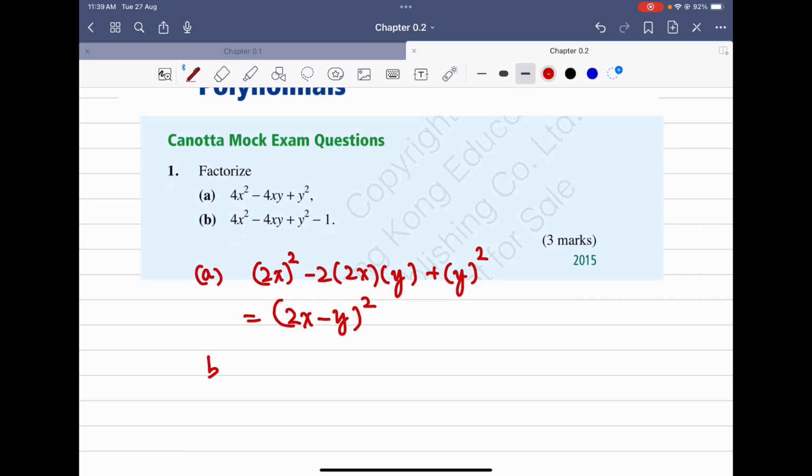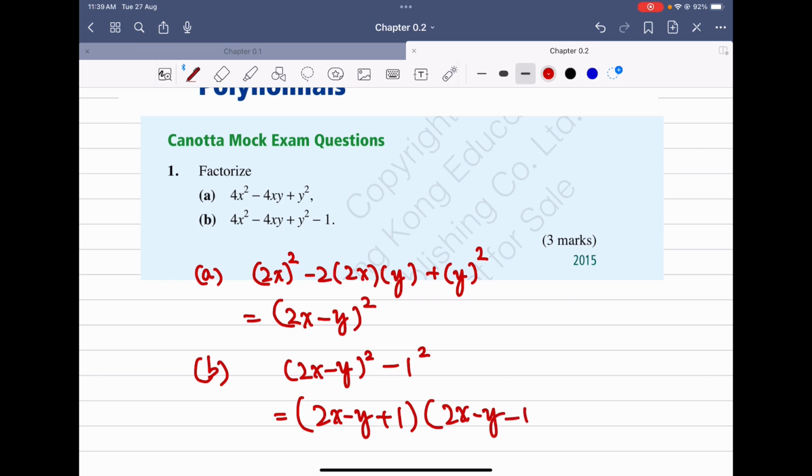And for part B, remember to use the answer in part A. So you get (2x minus y) bracket squared and then minus 1. 1 is actually equal to 1 squared. Then you can use the identity of a squared minus b squared becomes (a plus b) times (a minus b). So you have this one, a plus b, and then times a minus b. So that's the answer.